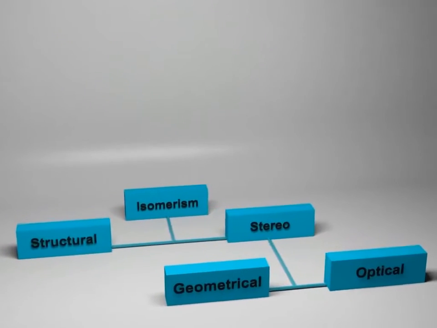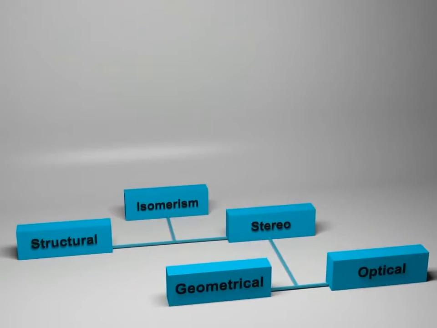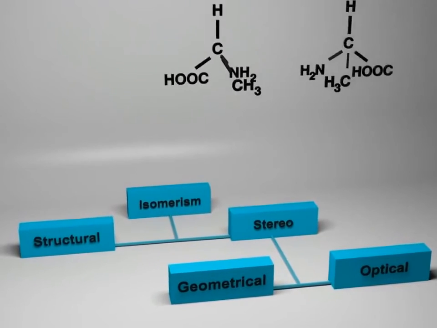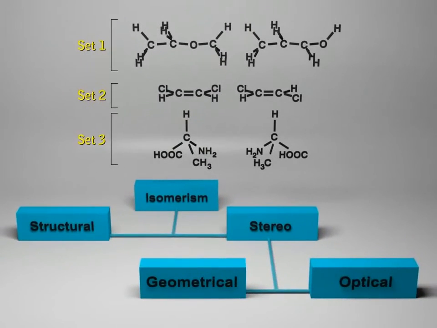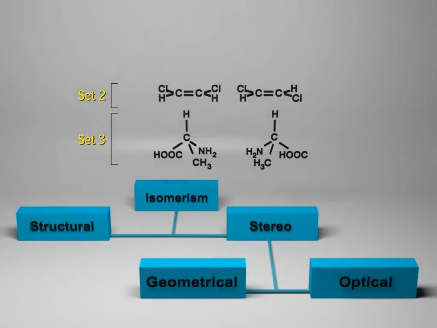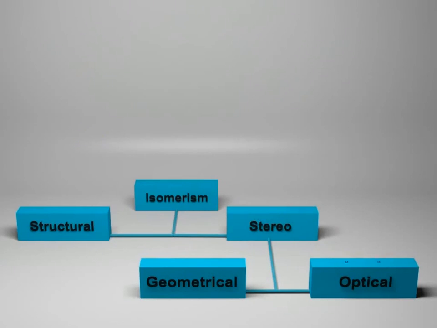Displayed is a flowchart depicting the different types of isomerism encountered in chemistry. Among the sets of compounds that we just studied, the first set is an example of structural isomerism. The second set is an example of geometrical isomerism. And the third set is an example of optical isomerism.